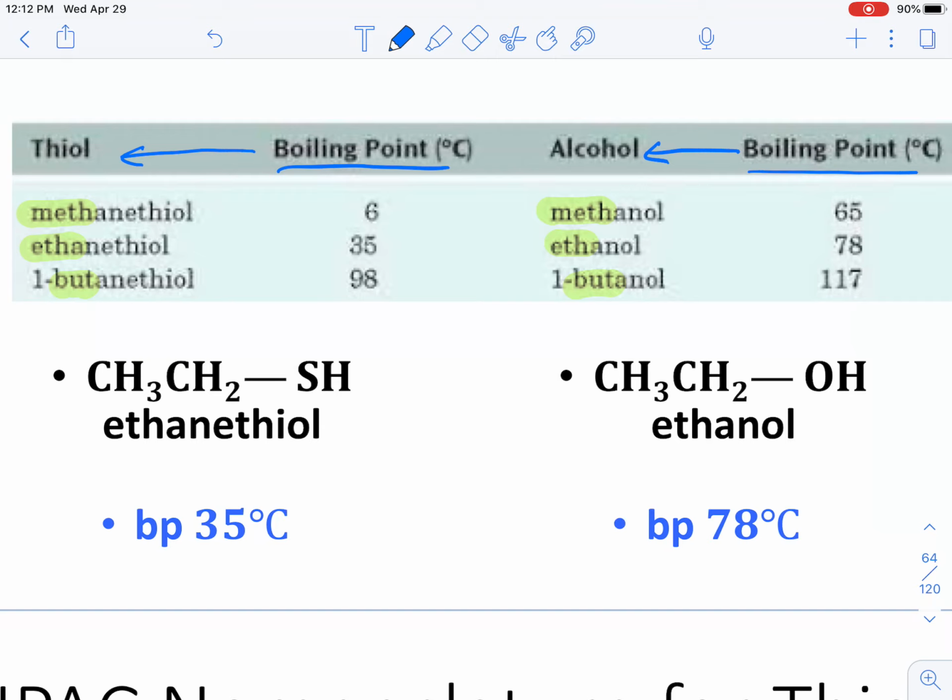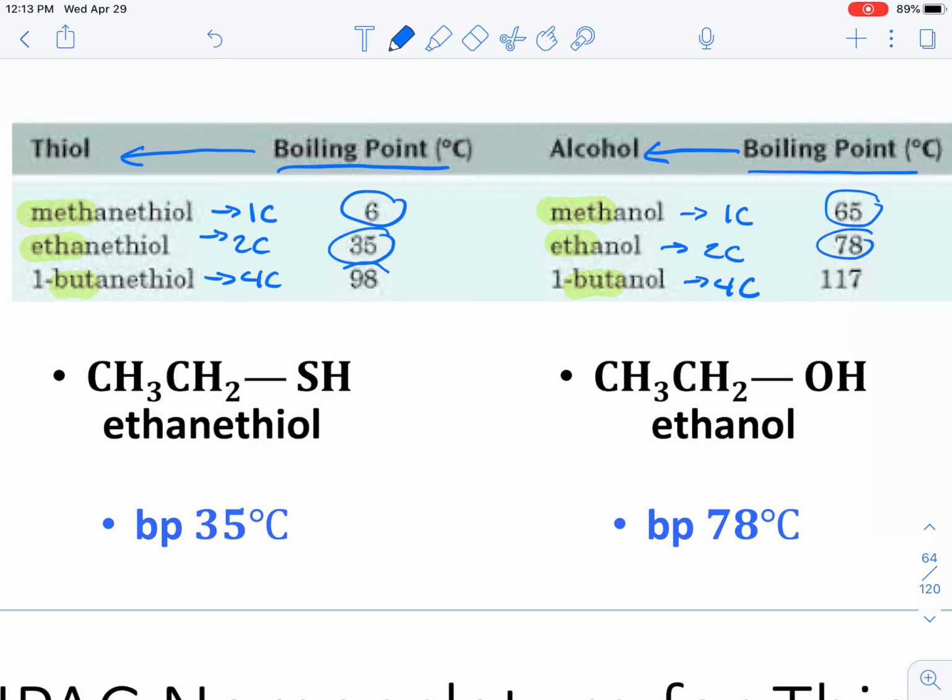And so it looks like we're comparing thiols with the same number of carbons to that of the alcohols. So this is a 1 carbon thiol, a 2 carbon thiol, a 4 carbon thiol, 1 carbon alcohol, 2 carbon alcohol, and a 4 carbon alcohol. Now, if you guys are looking at their boiling points across the board, we go from 6 to 65, 35 to 78, 98 to 117.